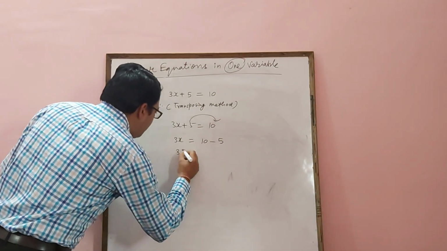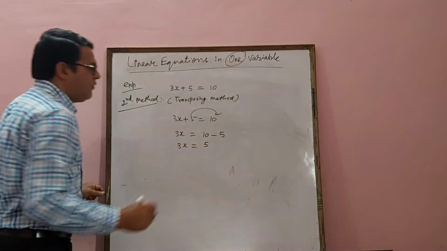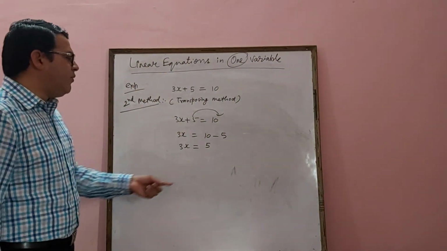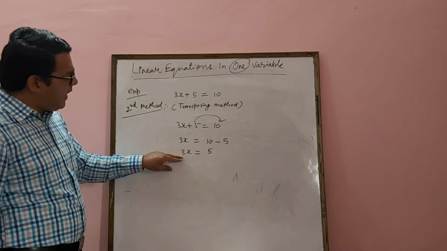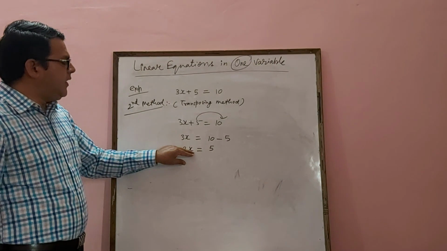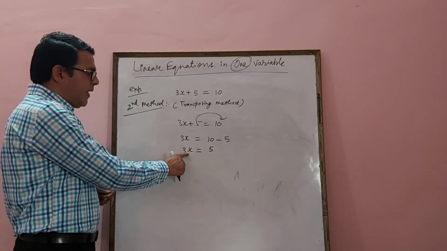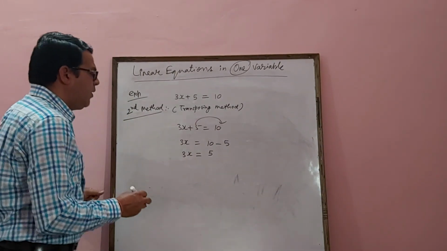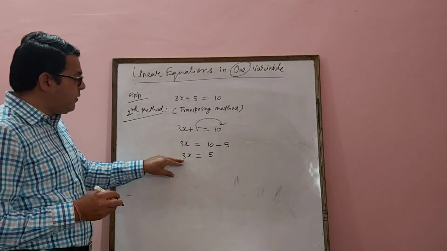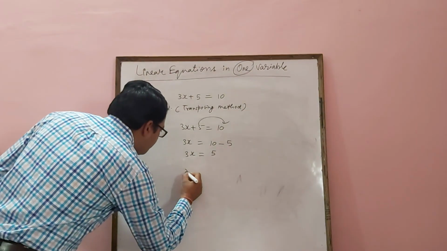Now what do we have here? We have 3x equals 10 minus 5, so we have 5. Now see, in between this 3 and x, there is a multiplication symbol by default. These are in multiplication form. That's why we should remove this 3 from here to find the value of x. How can we find it?